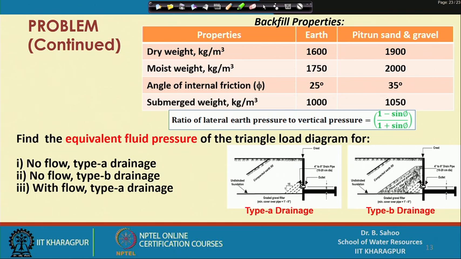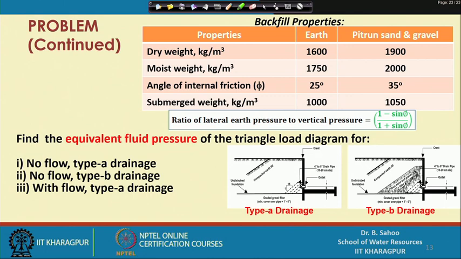And you should know this formula: the ratio of lateral earth pressure to vertical pressure equals 1 minus sin phi divided by 1 plus sin phi, where phi is the angle of internal friction. Here, vertical pressure is nothing but the total weight of the earth. So, weight can be computed by using the density of dry weight or moist weight, then phi is known. By using that you can estimate the value of the lateral earth pressure.